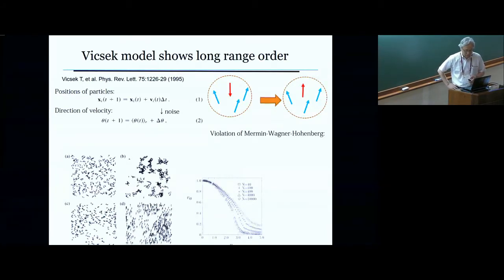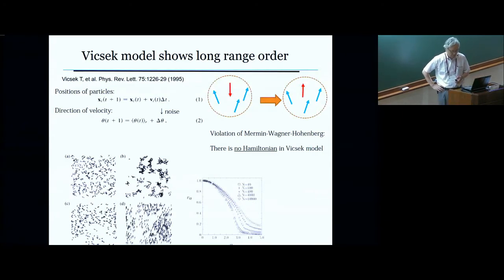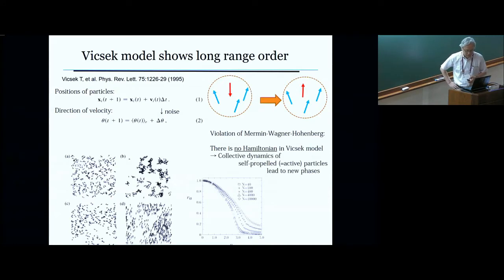And the Vicsek model is, I think many people know, so I don't need to explain in detail. Here we don't have a lattice. Each particle moves with constant velocity, and their orientation is determined by averaging neighboring particles. And there is a thermal noise. And since the particles can move, the effective interaction range is longer than in the lattice system. So they observed the long-range order in the Vicsek model.